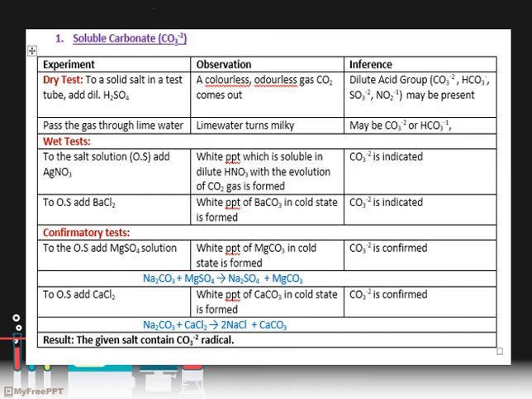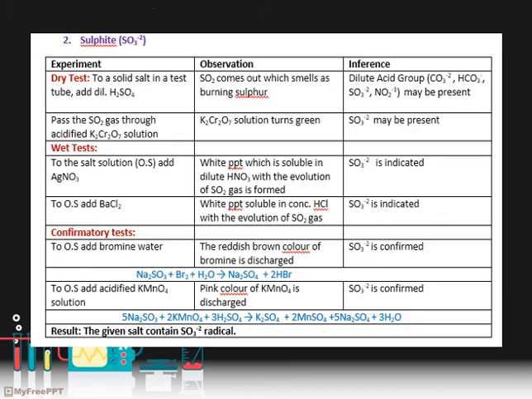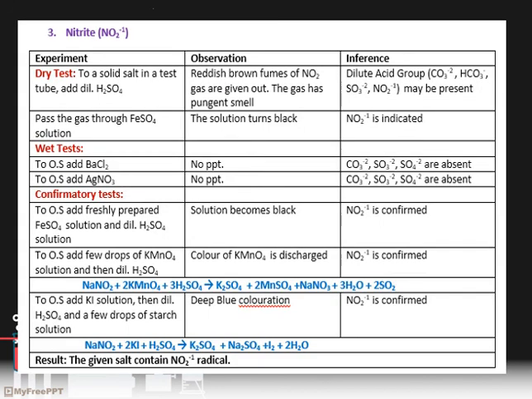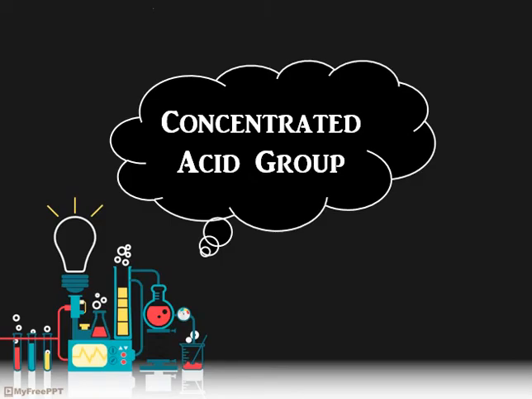Coming to the next, I'm going to show you sulfite over here that also belongs to the dilute acid group. You need to write down as such. And then over here nitrite. Okay, I'll show you one example from the concentrated acid group.